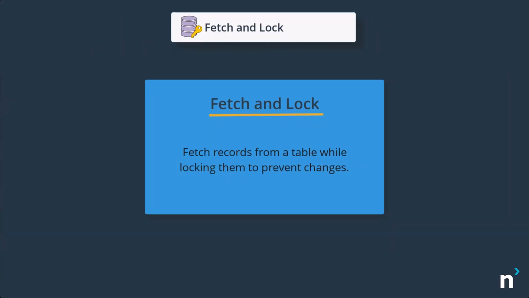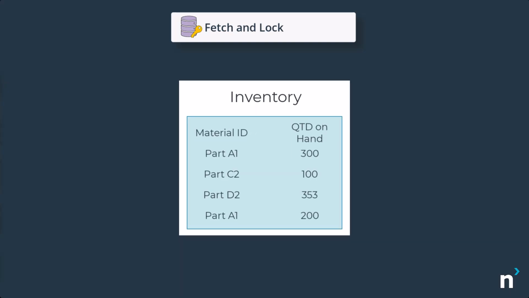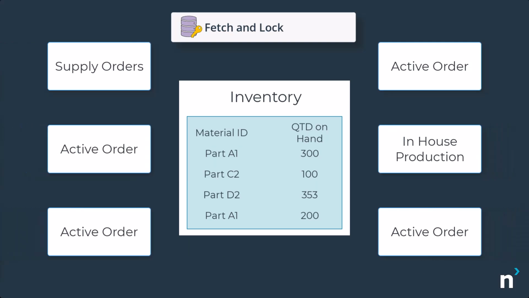Fetch and Lock. Fetch records from a table while locking them to prevent changes. Keeping track of inventory is a daily challenge. With frequent supply orders, in-house part production, and dozens of active projects consuming materials, inventory levels are constantly in flux. Add to that the fact that updates can come from different sources at the same time, and it's easy to see how errors can creep in.